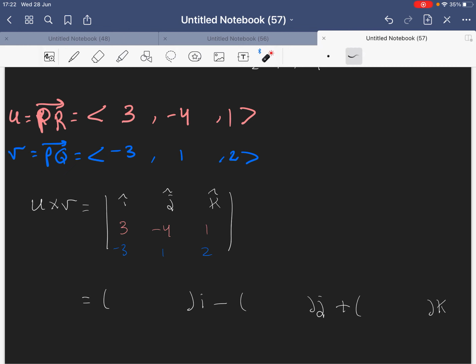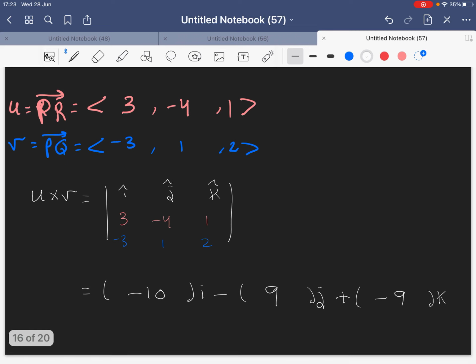And how do I find the number in front of the i? I delete the row and the column of i, and I find the determinant of the remaining 2 by 2, which is -8, -2, this is -10. How do I find the number in front of the j? I delete the column and the row of j, and I find the determinant, which is 6, -3, which is 9. And finally, we delete the column of the last one, so it would be 3, -12, which is -9.